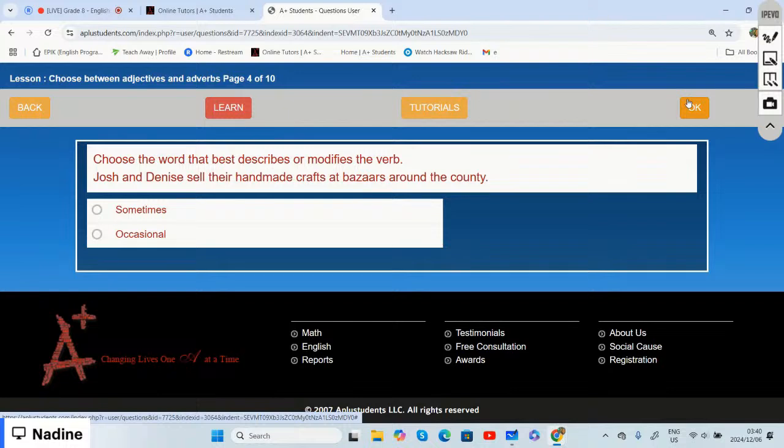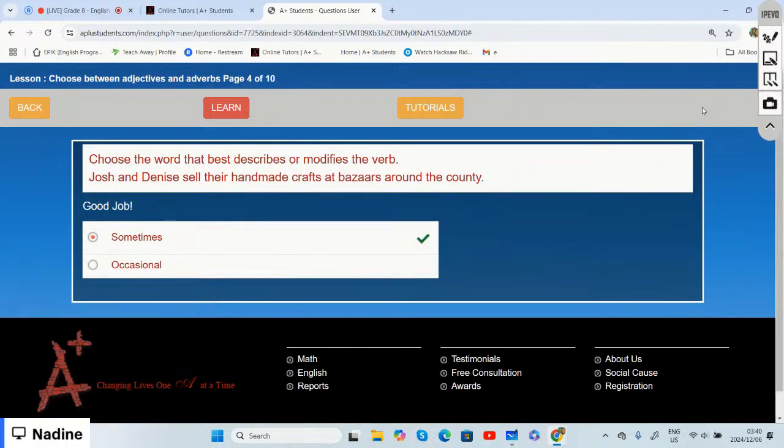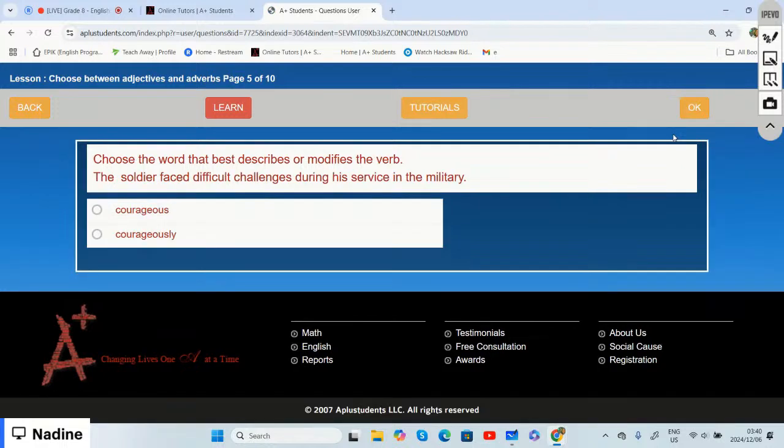So we can even say, or do we say sometimes Josh and Denise sell their handmade crafts, or occasional they sell? I think let's go with sometimes because I think it would be occasionally. All right, yes, and sometimes is correct.